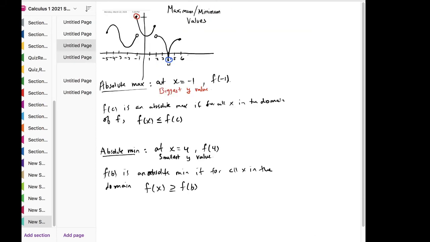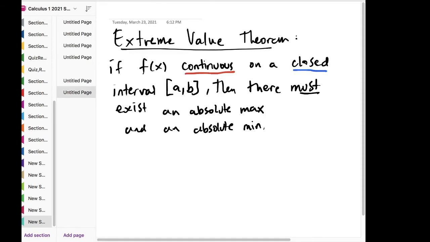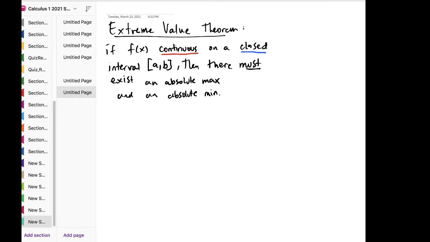However, this one had an absolute max and absolute min, right? But I couldn't make this an open circle. Why was this okay? It's because the extreme value theorem doesn't go both ways, right? If there exists an absolute max and absolute min, that doesn't necessarily mean that the function is continuous on a closed interval. There's no converse to this statement. Okay, so let's just do an example.